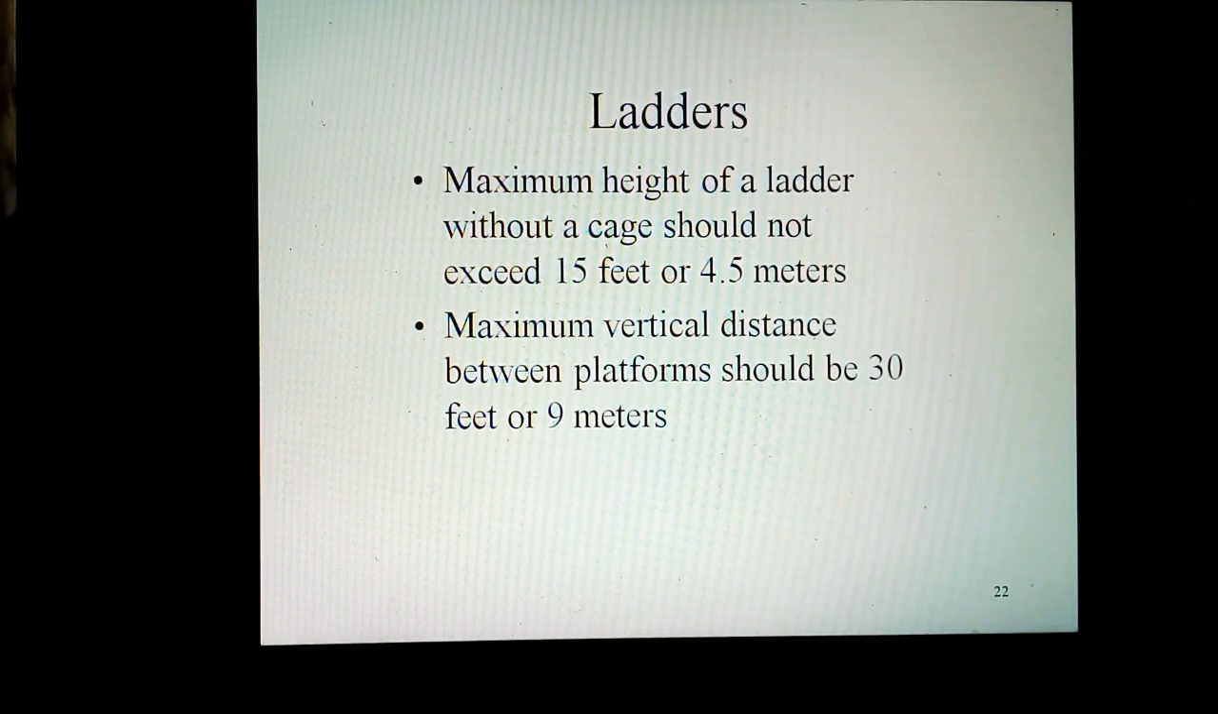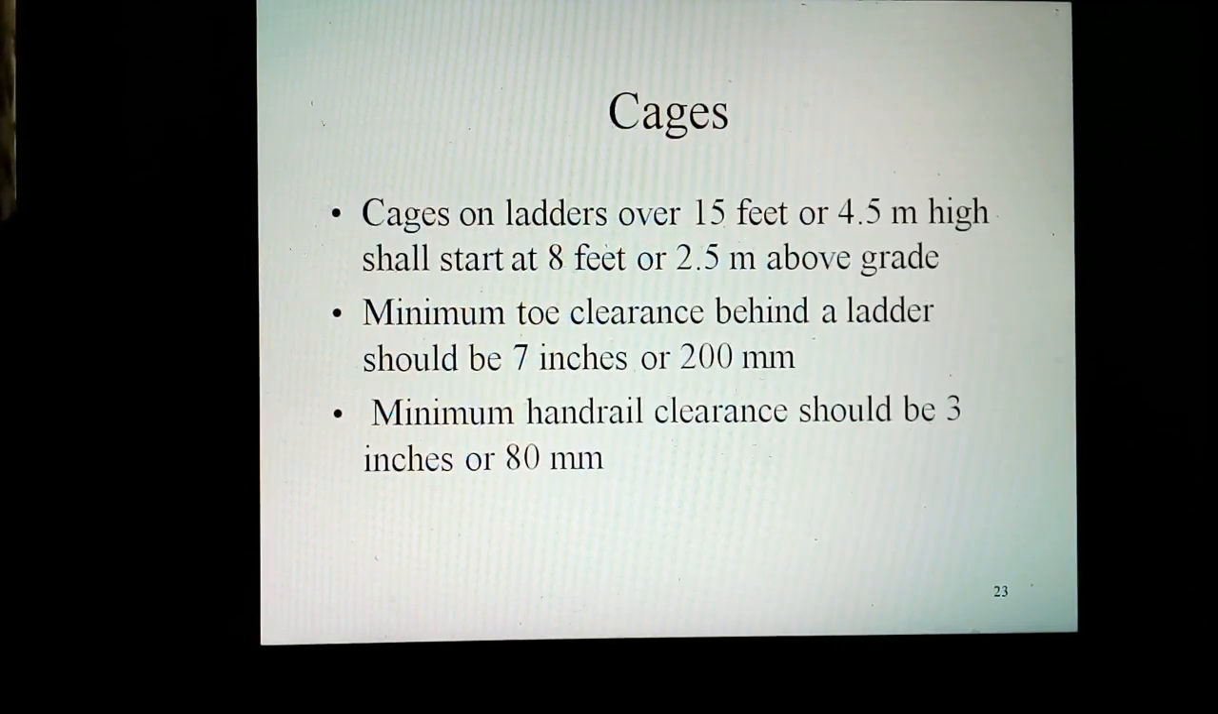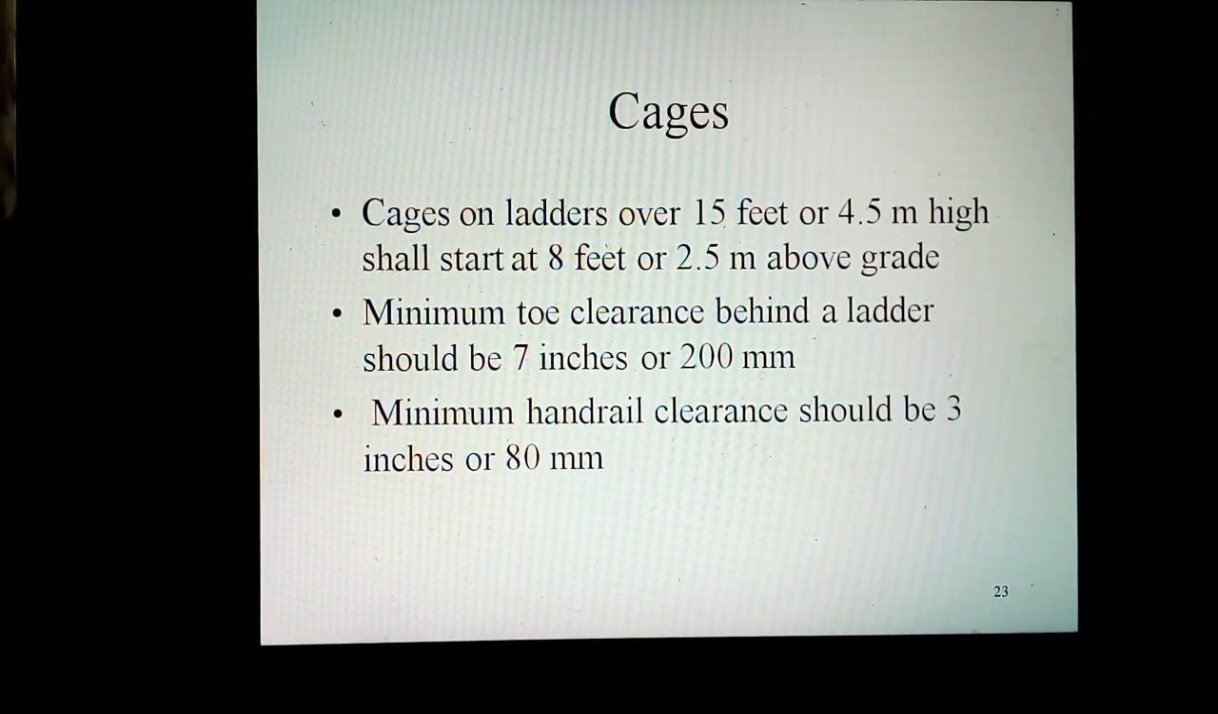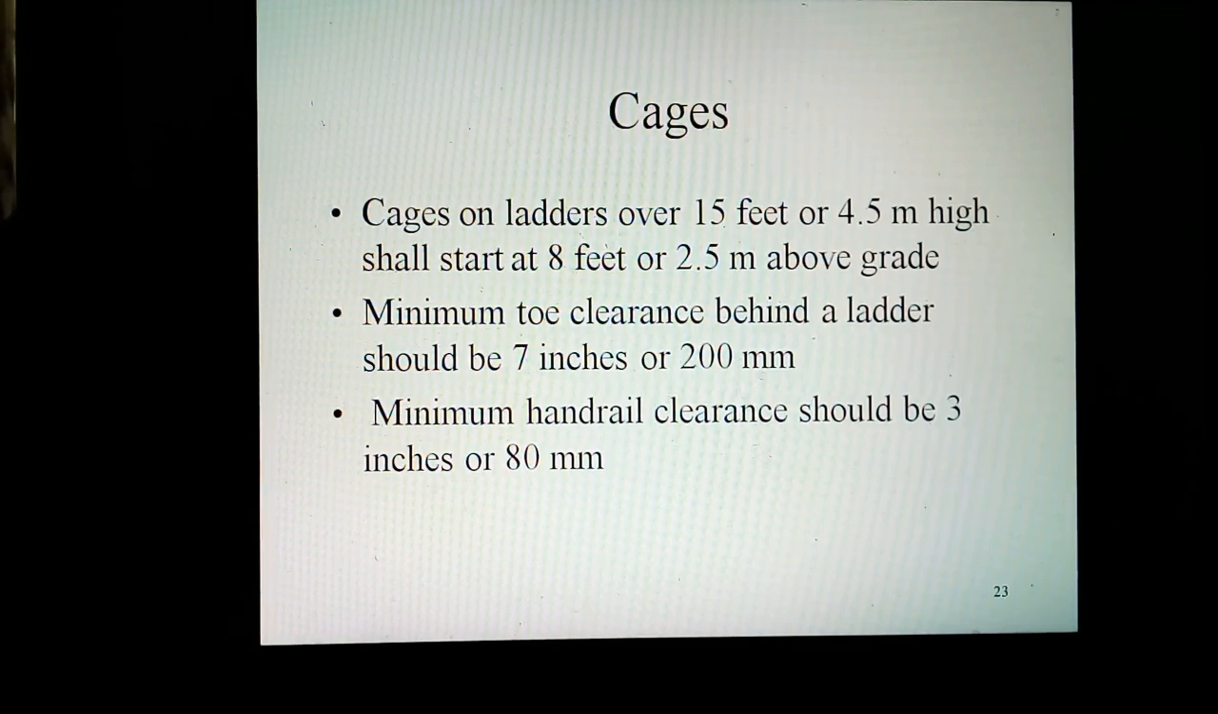For ladders, maximum height of a ladder without a cage should not exceed 15 feet or 4.5 meters. Maximum vertical distance between platforms should be 30 feet or 9 meters. Cages on ladders over 15 feet or 4.5 meters high shall start at 8 feet or 2.5 meters above grade. Minimum toe clearance behind the ladder should be 7 inches or 200 millimeters. Minimum handrail clearance should be 3 inches or 80 millimeters.